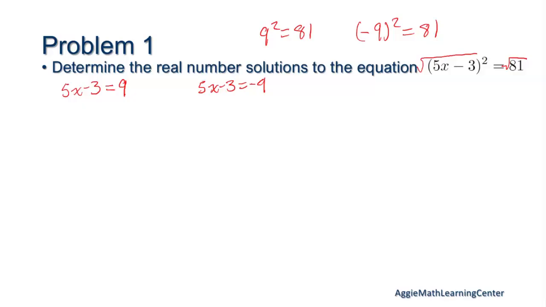All right. How are we solving the equations? Adding 3 to both sides. Adding 3. That's a good idea.